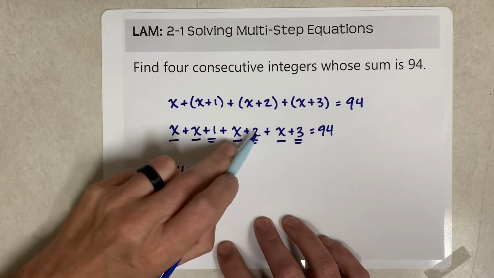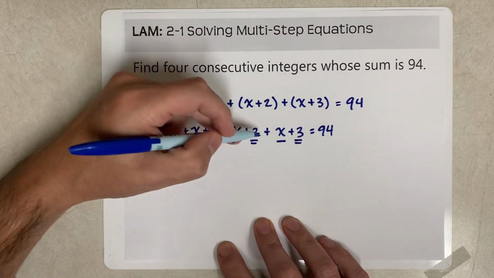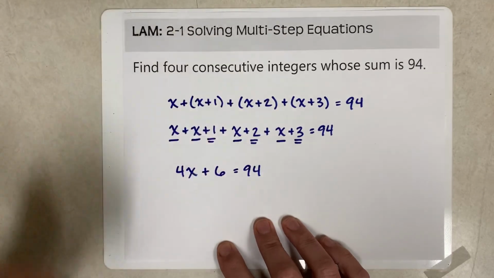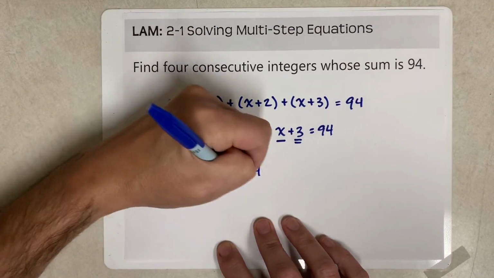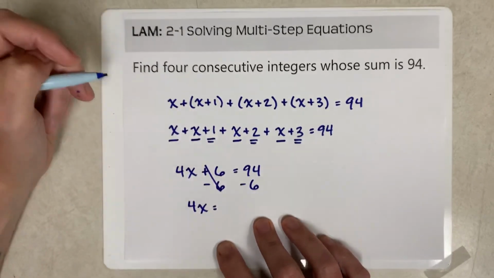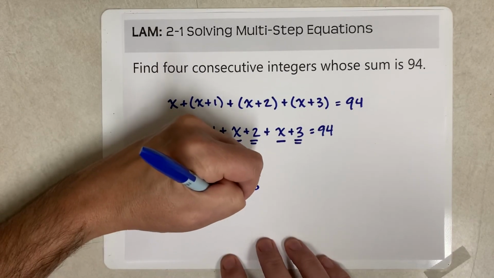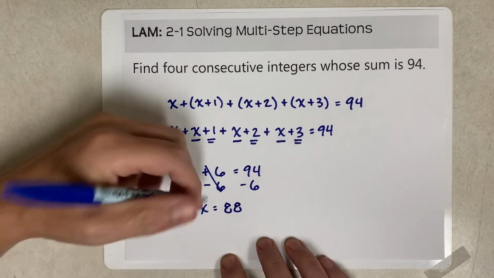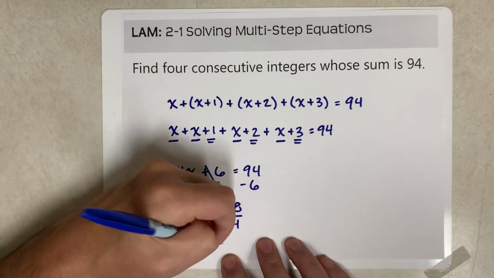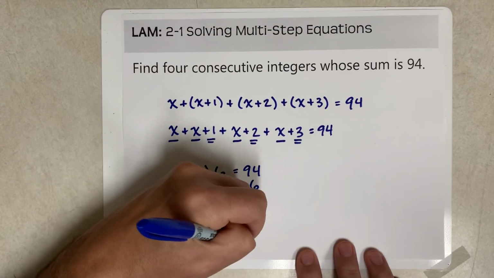So 1 and 2 make 3, and 3 and 3 make 6, right? Let me make sure. 1, 2, 3, 4, 5, 6. So plus 6 is equal to 94. So we're going to subtract 6, cancel, bring down my 4x is equal to 94, take away 6 would be 88. All right, we're going to divide by 4. X is equal to, so what is 88 divided by 4? That should be 22, right?